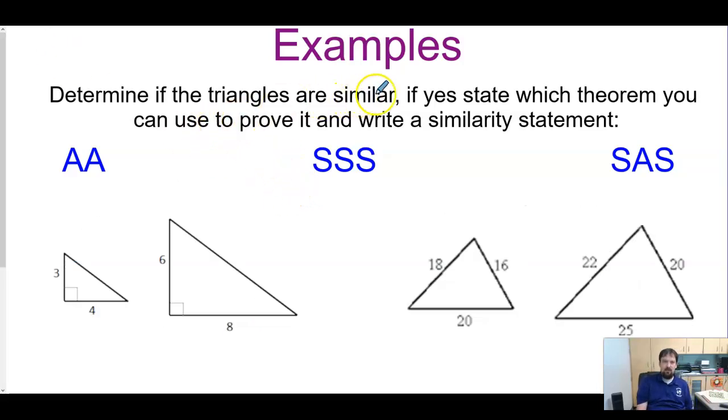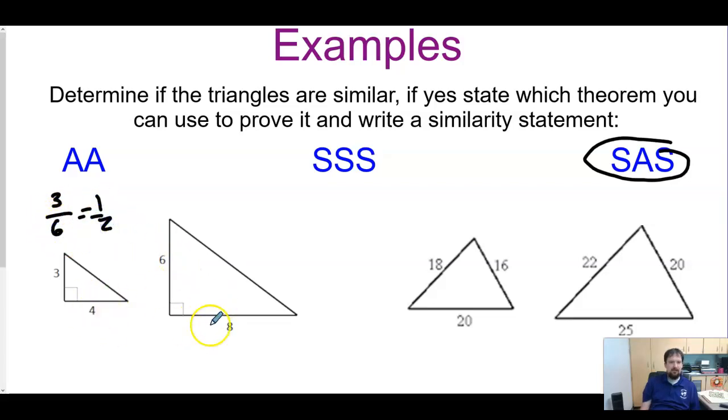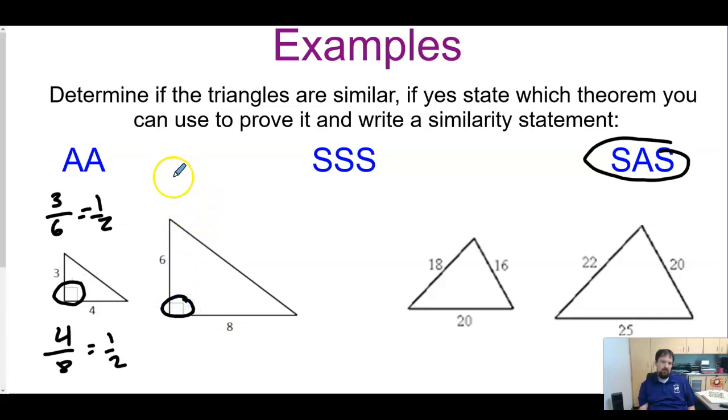Okay, here, determine if the triangles are similar again. We have a side and an angle and a side given to us, so we're going to check to see if this theorem would work. We've got to see 3 over 6 equals a proportion of 1/2. 4 and 8 are corresponding sides, so 4 over 8 equals 1/2. So we have corresponding sides. Let's see if the angles between those two are congruent. This angle and this angle are congruent. Therefore, we know that they're similar.